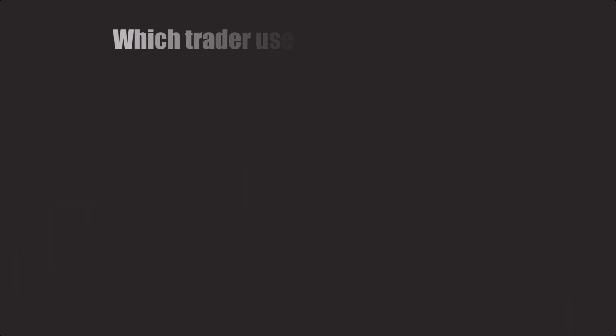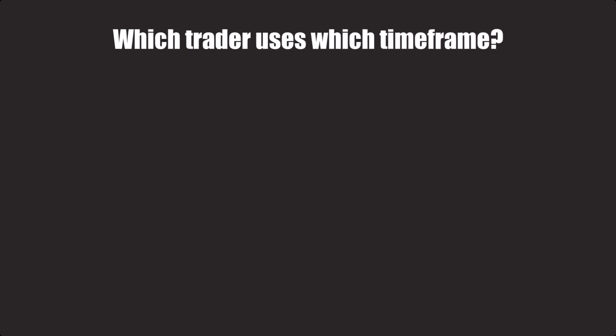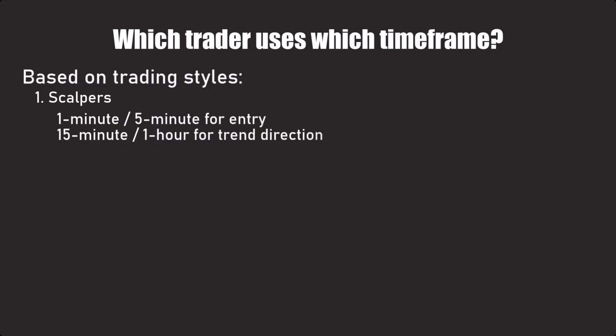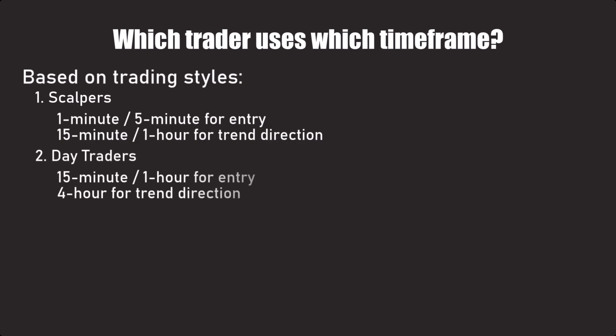One of the most common questions traders ask is, which time frames should I actually use? The answer depends on your trading style. Scalpers usually focus on the 1-minute and 5-minute charts for entries, but they also check the 15-minute or 1-hour chart for trend direction. Day traders often use the 15-minute and 1-hour charts for entries and exits, while checking the 4-hour chart for overall trend and key levels.